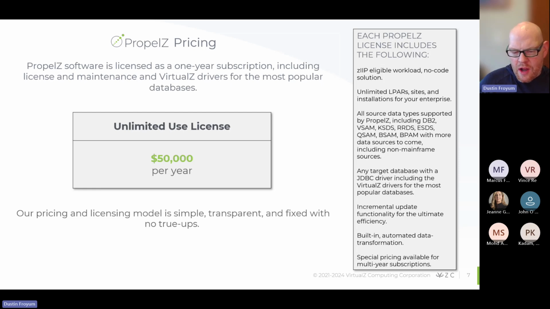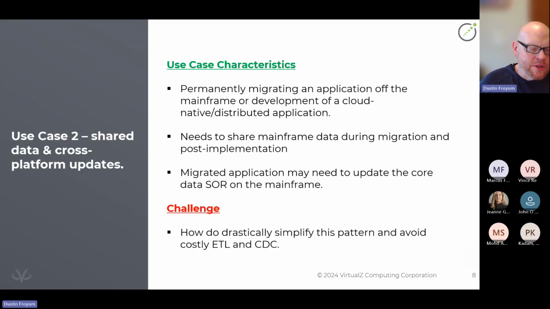Okay, Vince, I'm going to move on here to our second use case. So get ready. This is a little higher order and more complicated use case. You have shared data across the platforms, and let's just assume you're permanently migrating or building something cloud native, but you also need to potentially update that data back to the core system of record on the mainframe because it is shared data. So how do you consume that? How do you update it?